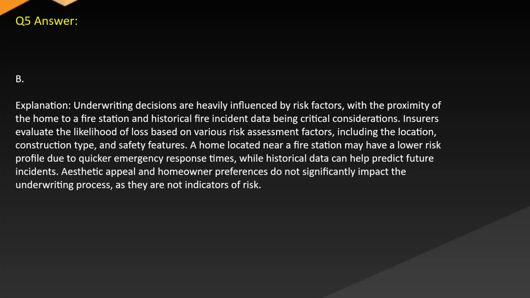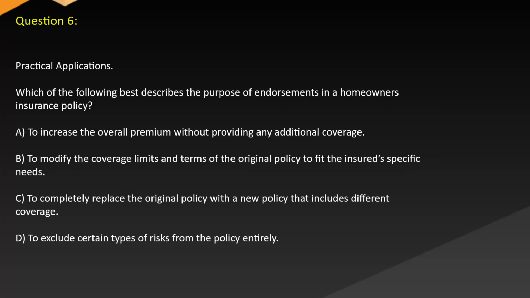Aesthetic appeal and homeowner preferences do not significantly impact the underwriting process as they are not indicators of risk. Question 6. Practical applications. Which of the following best describes the purpose of endorsements in a homeowner's insurance policy? A. To increase the overall premium without providing any additional coverage. B. To modify the coverage limits and terms of the original policy to fit the insured's specific needs. C. To completely replace the original policy with a new policy that includes different coverage. D. To exclude certain types of risks from the policy entirely.